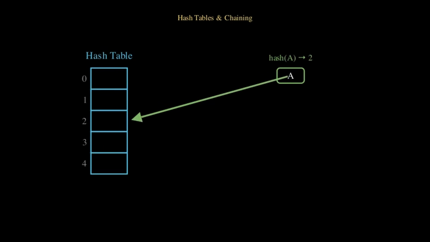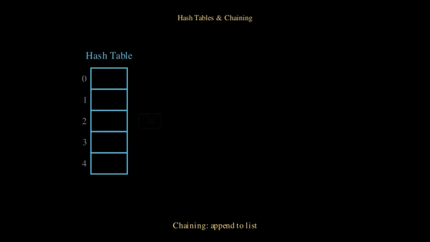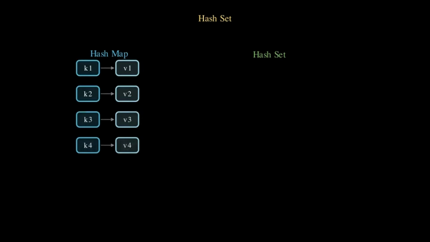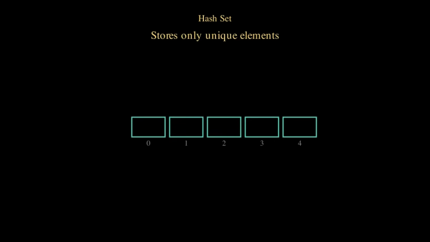Occasionally, however, two keys hash to the same slot. That's called a collision. The classic fix for this is called chaining, where instead of one value, each slot holds a small linked list, so colliding entries just get added to the chain. When you look up a key, you hash to the slot, then walk that short list to find your exact match. A quick variation worth mentioning is the hash set, which is the same idea as hash maps minus the values. It stores unique elements and automatically prevents duplicate values, which makes it perfect for anything where uniqueness matters.